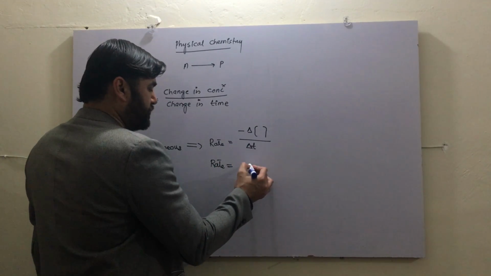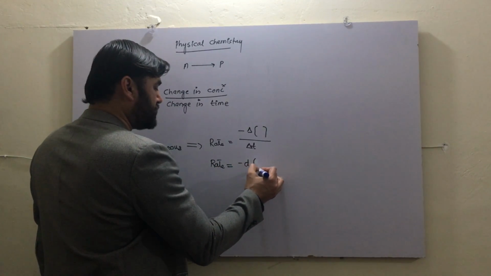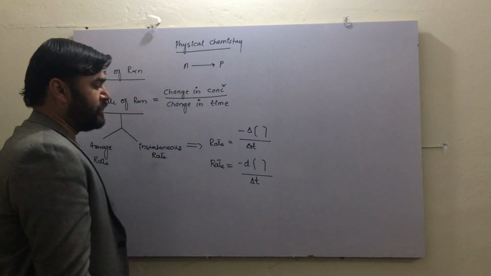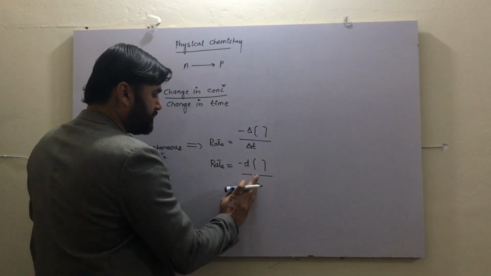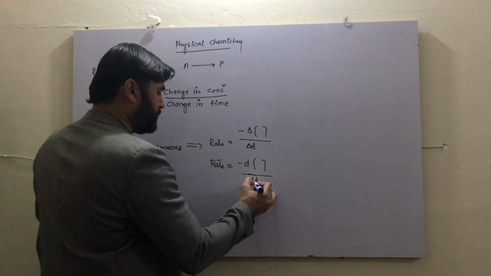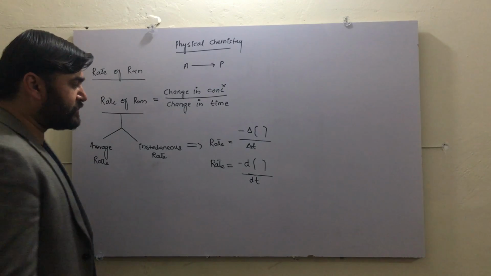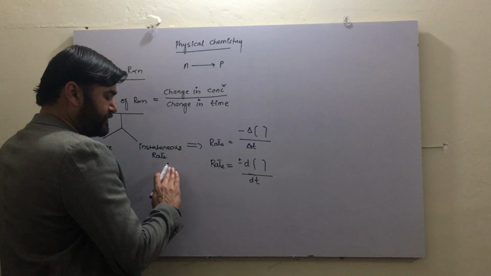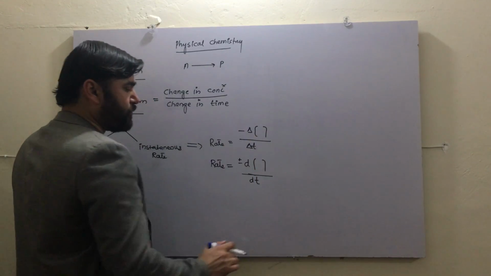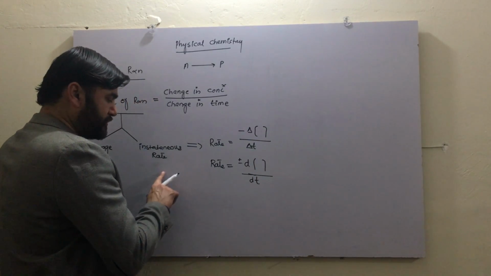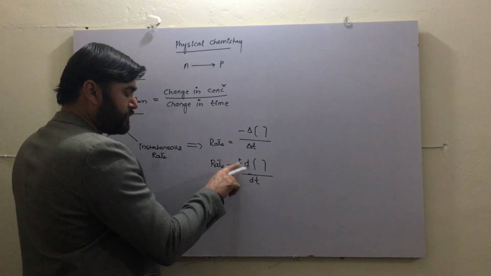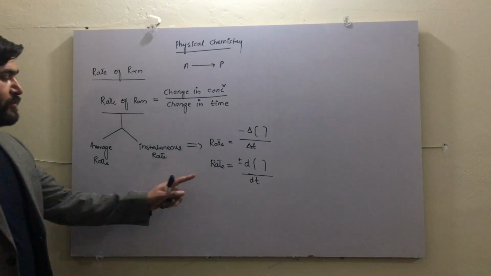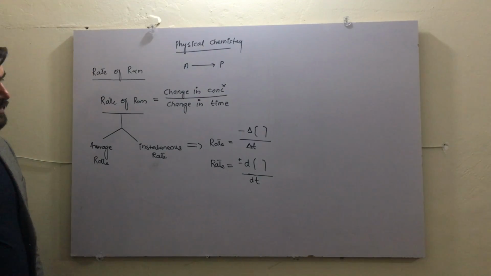We said that the rate is the negative change in concentration of reactant or product per unit time. So it can be positive, it can be negative. For reactant it is negative, and for product it is positive, because the rate of disappearance of reactant is negative, and the rate of formation of product is positive. So that was the formula we discussed in very detail.